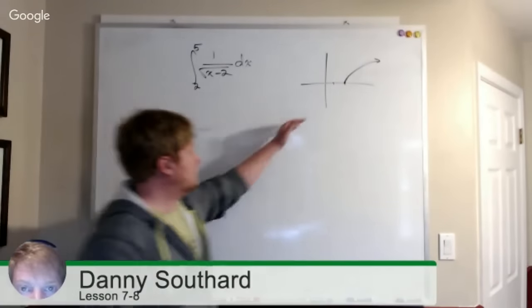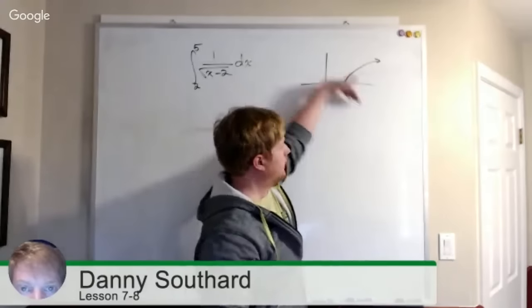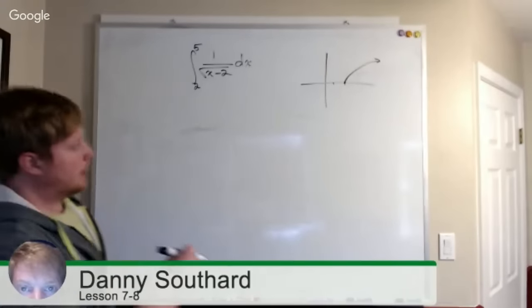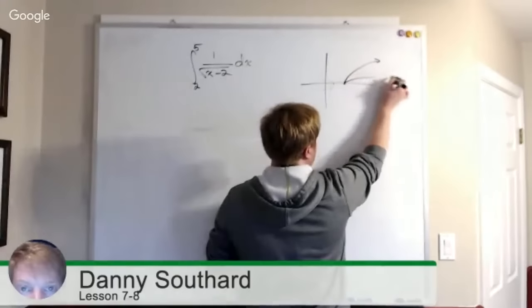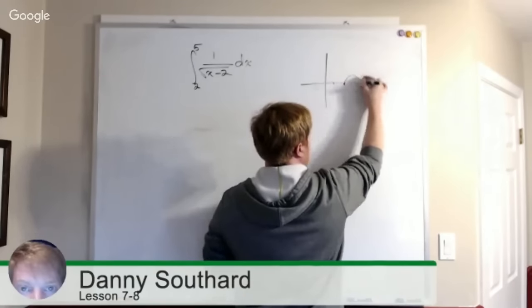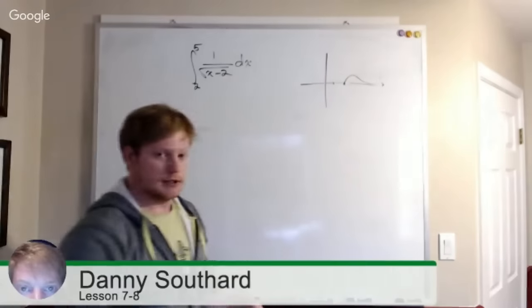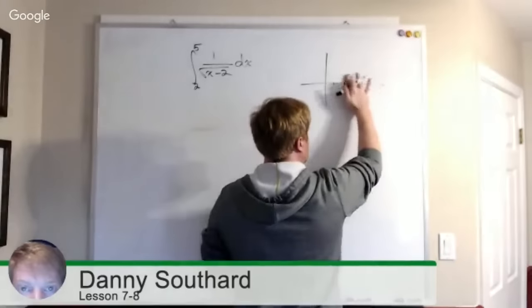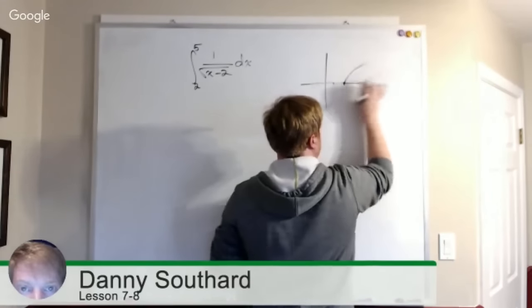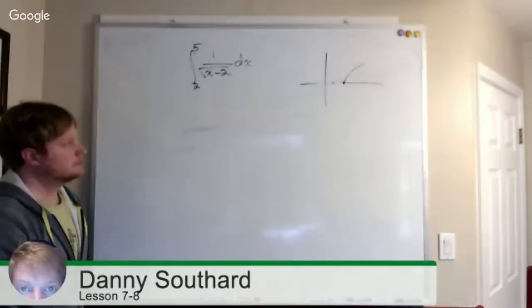I know that that means that the graph's not going to go below the y-axis or the x-axis. So I don't know, it might be a little more like this, or maybe it's even like this. Who knows? It doesn't matter. The point is that really close to 2, it looks like that. Okay.